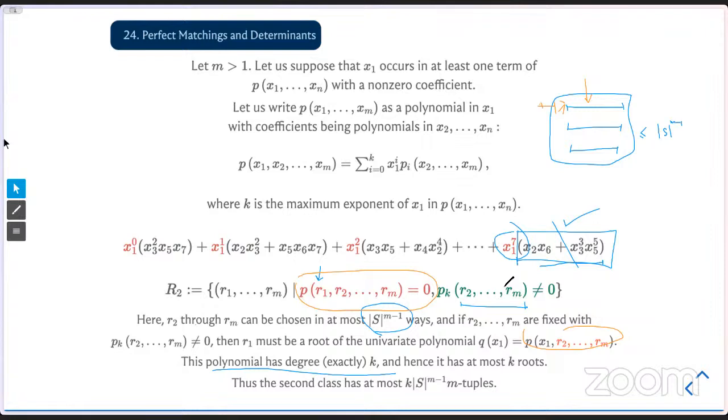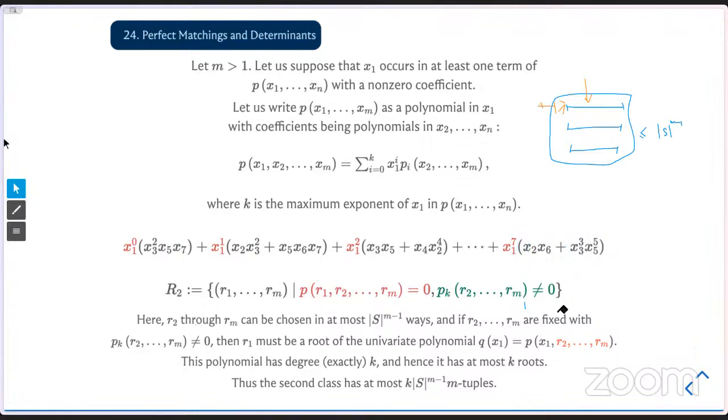So now the entire responsibility is on X1's shoulders, basically R1's shoulders, to knock out the whole polynomial. The only way it can do that is if R1 is a root of this univariate polynomial. But then there are only k choices to make that happen. So if you multiply those out, the count you get here is k times S to the M minus 1, because k roots and size of S to the M minus 1 was our umbrella count for all the smaller tuples. So that's the bound on the size of R2.